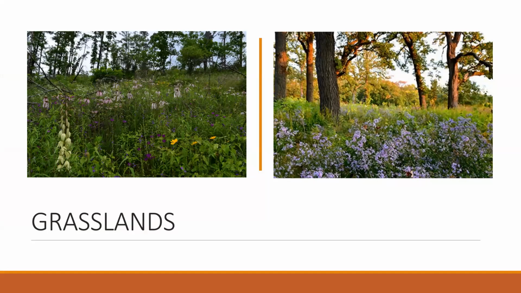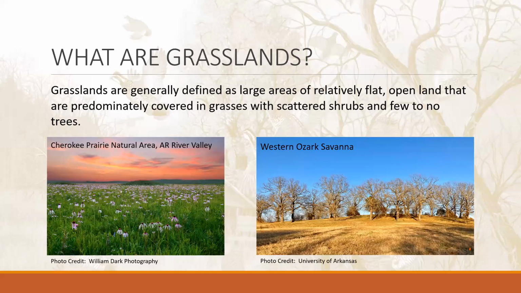Now that we have a better understanding of some of the vocabulary that we're going to be using frequently throughout this presentation, let's jump into our discussion on grasslands. So what are grasslands? Grasslands are generally defined as large areas of relatively flat open land that are predominantly covered in grasses with scattered shrubs and few to no trees. As we said before, prairies and savannas make up our grasslands here in Arkansas.